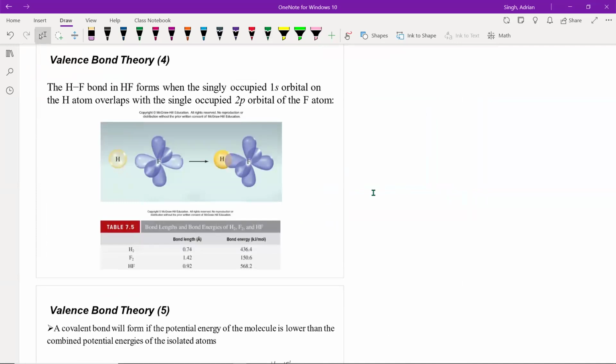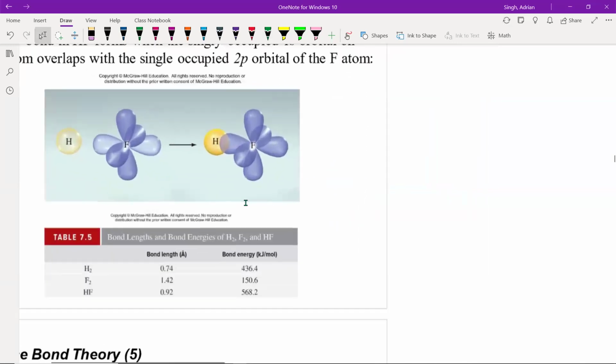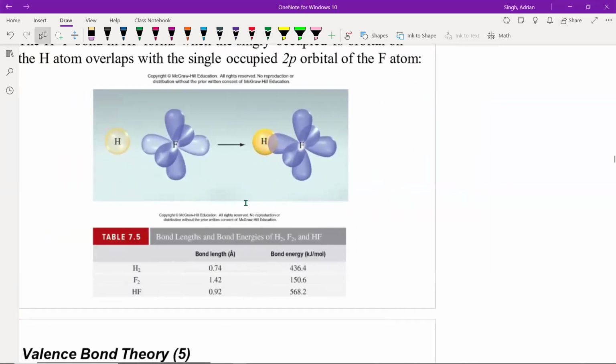We could also compare that to if you were to combine a hydrogen and a fluorine. So hydrogen we know is 1s1, so it's got one electron in its s orbital. It's singly occupied, which is what we want to happen in this situation.